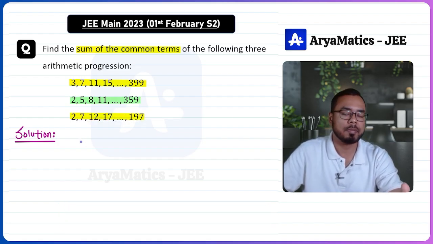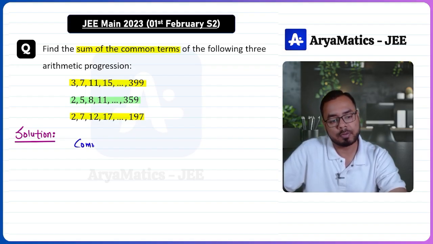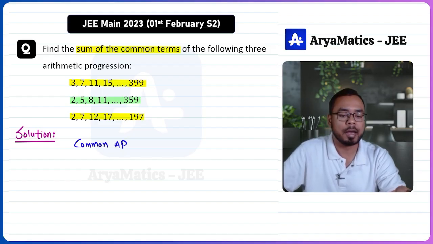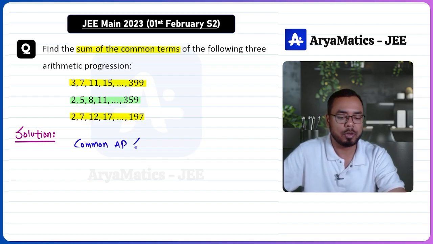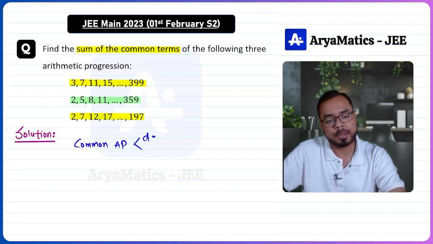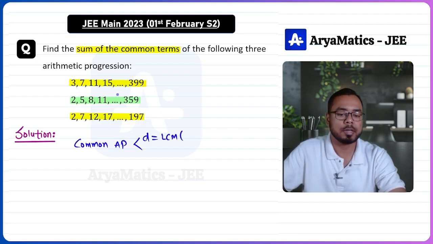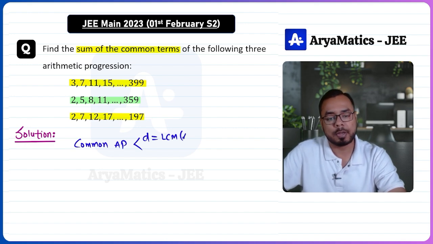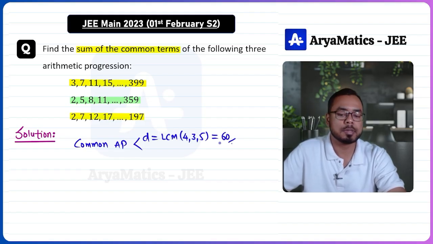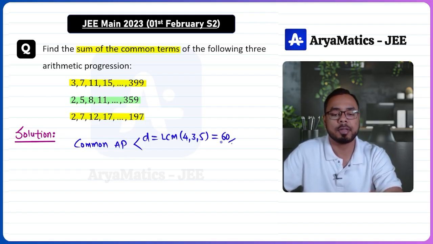Now we know that if we have a number of APs and we find the common terms of all the given APs, then this will form another AP. And for that AP of common terms, the common difference is the LCM of the common differences of all three APs, right? So here for the first AP, the common difference is 4. For the second AP, the common difference is 3. And for the third AP, the common difference is 5. So for the AP of common terms, the common difference will be the LCM of 4, 3, and 5, that is 60.